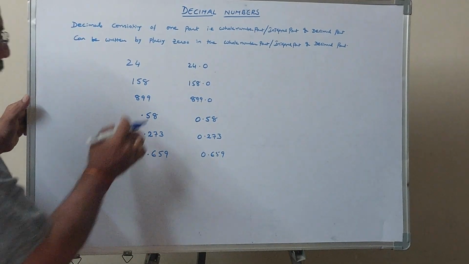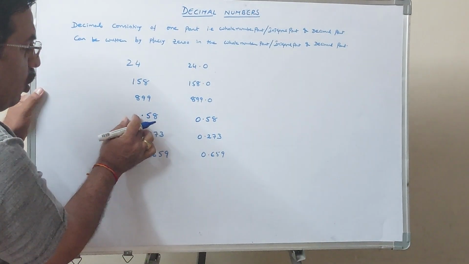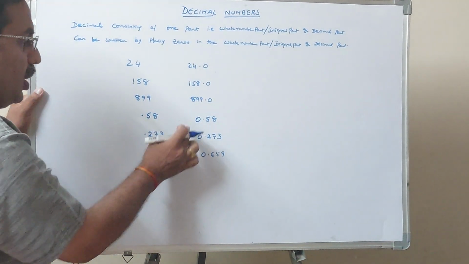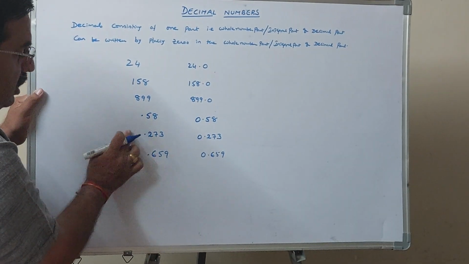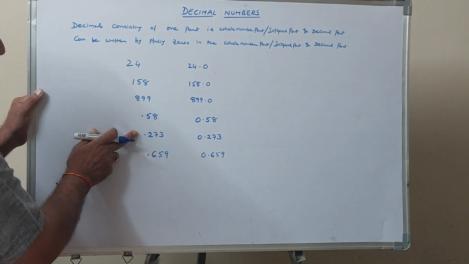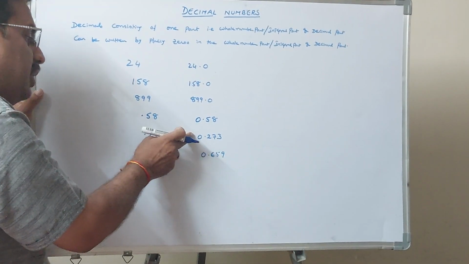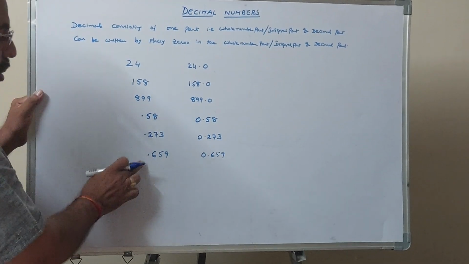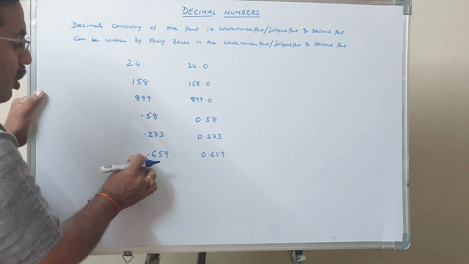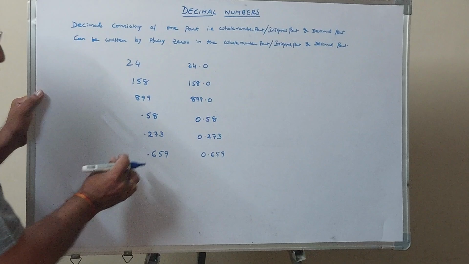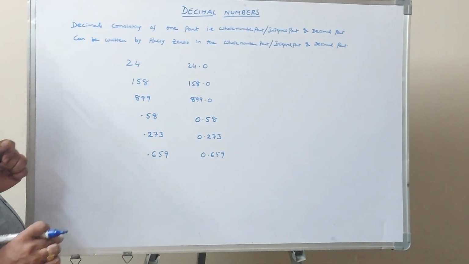Coming to these examples, here there is only a decimal part. There is no whole number here, so we are putting 0 in the whole number part. If you go for 0.273, there is no whole number part or integral part, so we are putting 0 there. Also in this example 0.659, 659 is the decimal part, but there is no whole number part, so we are putting 0 in the whole number part. This is the way we are writing the decimal form.